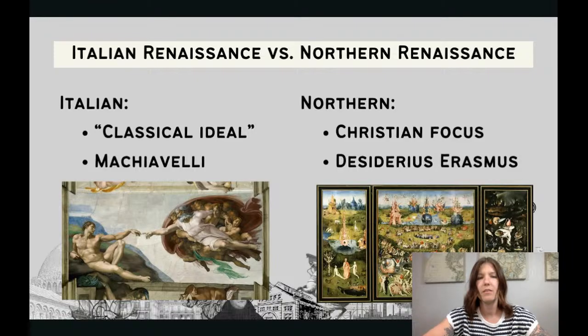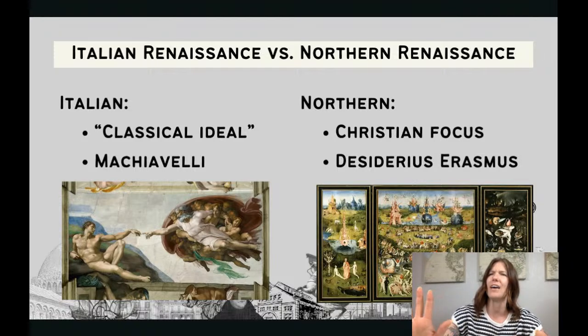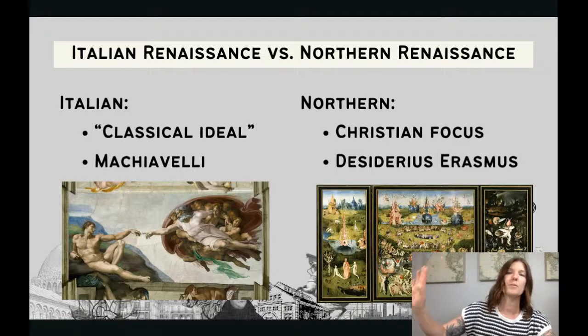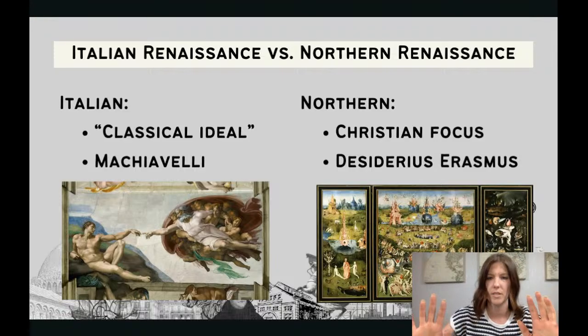And the key writer that you need to know with the Italian Renaissance is Machiavelli. Machiavelli wrote a book called The Prince, in which he says, the ends justify the means. And this is what it means to amass new political power that is completely secular and not related to a pope's authority at all, which was a big deal in Italy.